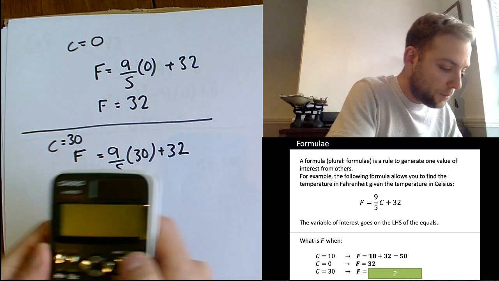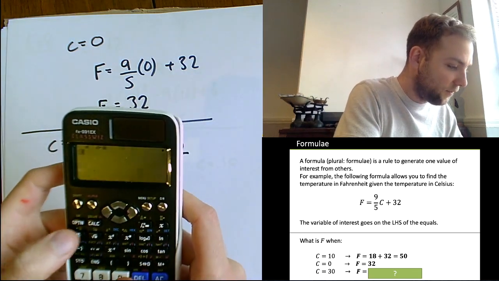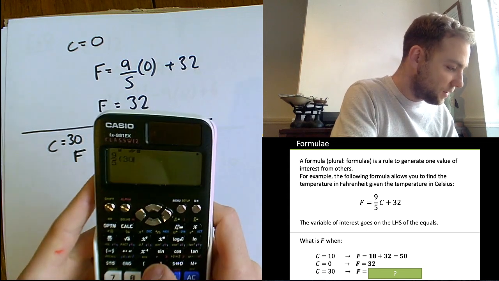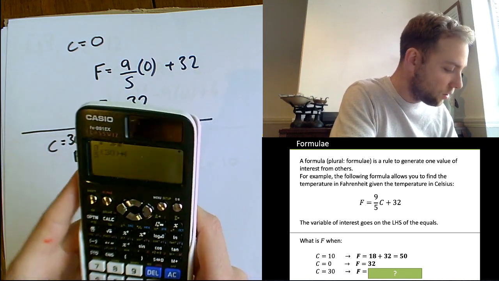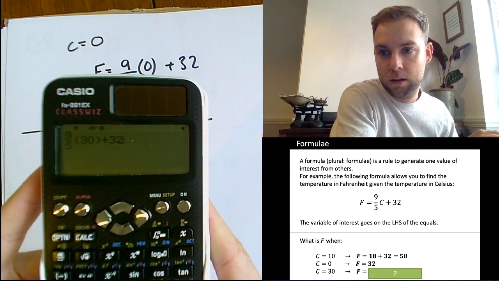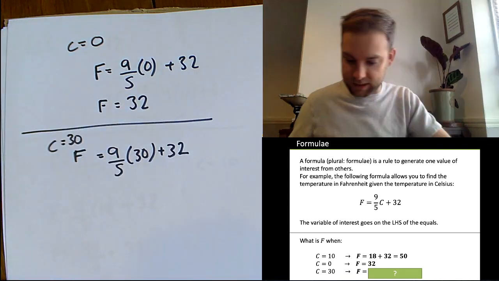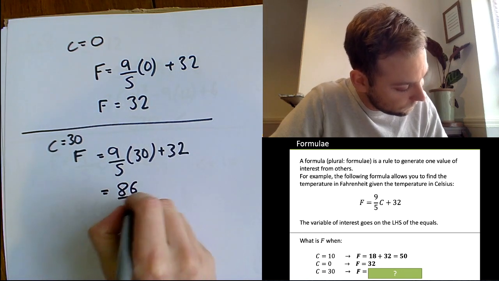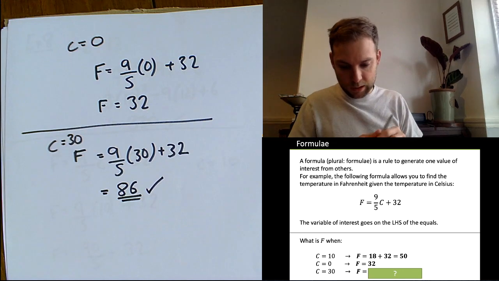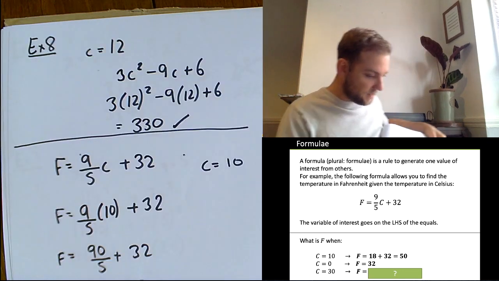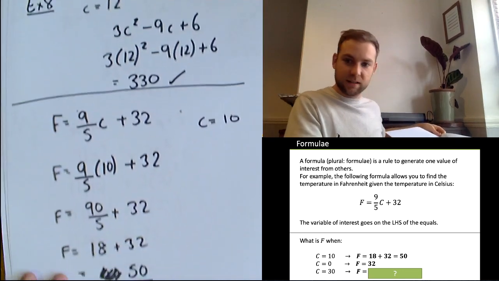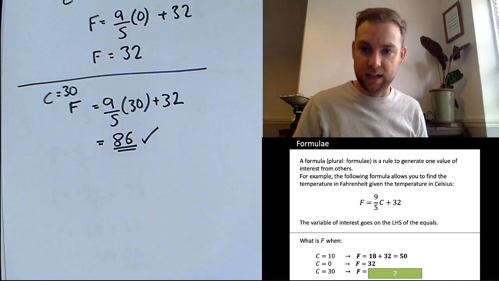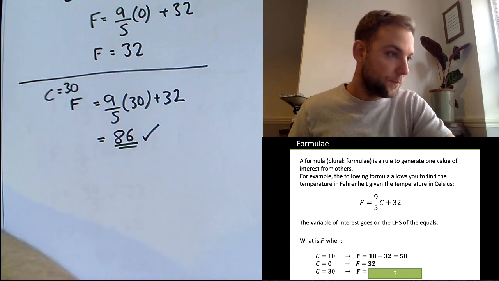So I'm going to use the mini bracket technique here. So 9 fraction 5, right button, open brackets 30, close brackets, plus 32, which is equal to 86 in this case. You'll notice how I keep all my mistakes in the video, because everybody makes mistakes. So don't be embarrassed to make those mistakes. As long as we're fixing them, that's fine.